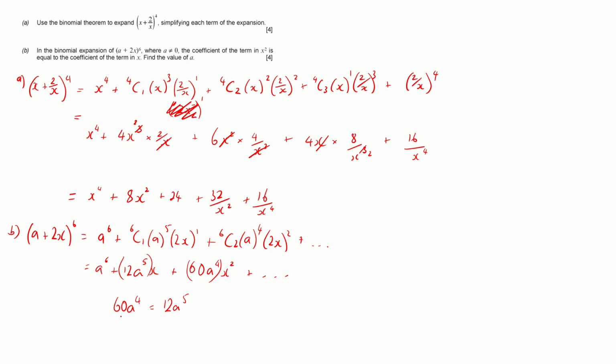That's just a job for us to rearrange. Okay, so I can create that equation there. Now I can cancel out a lot of a's in this, because I can cancel out a to the power of 4. If I take a to the power of 4 out of that, it's just leaving me with a to the power of 1. So I have 60 equals 12a, so a equals 5.